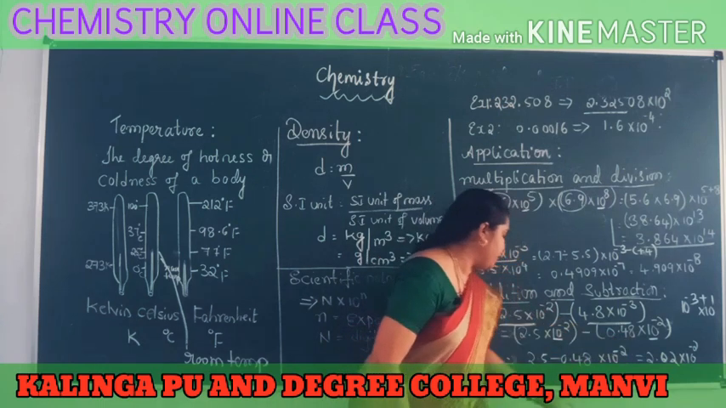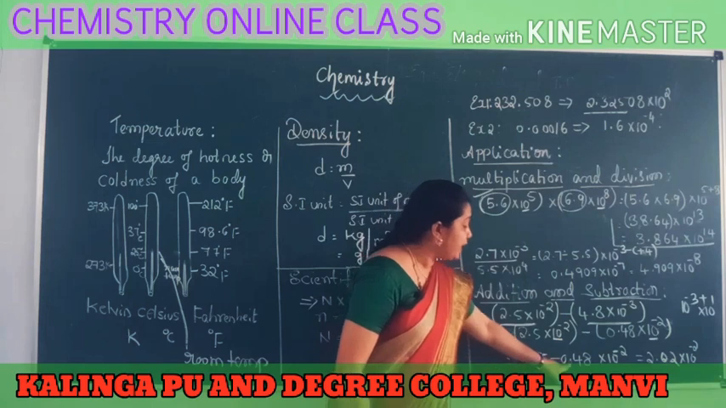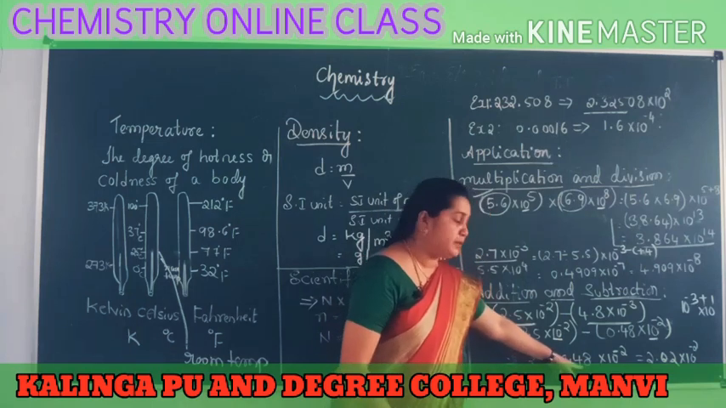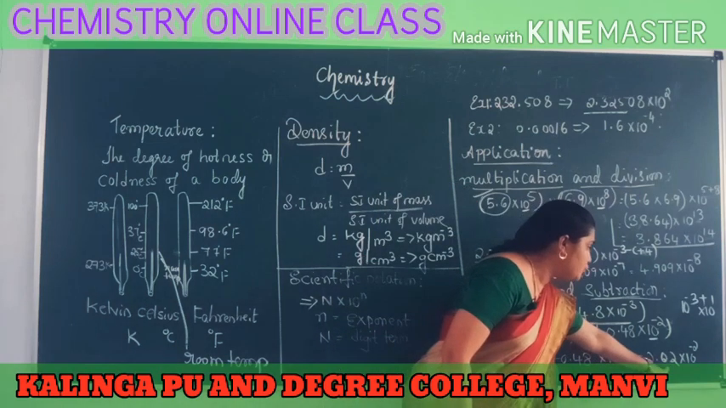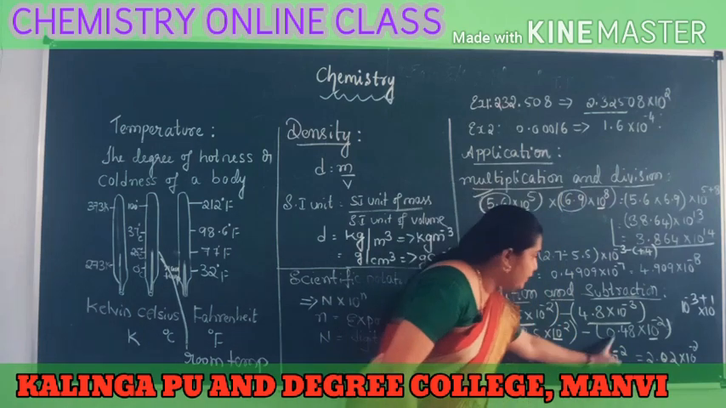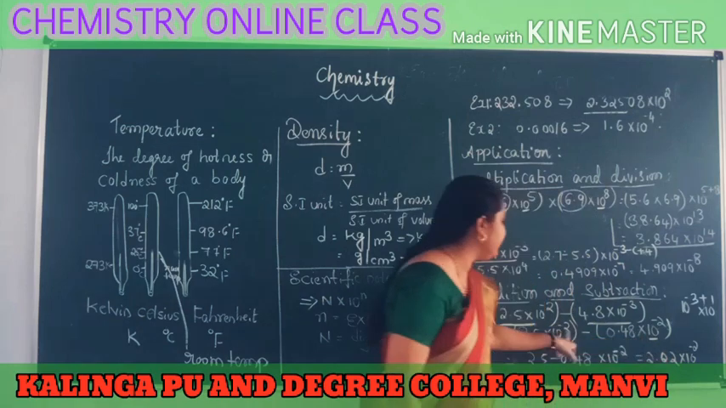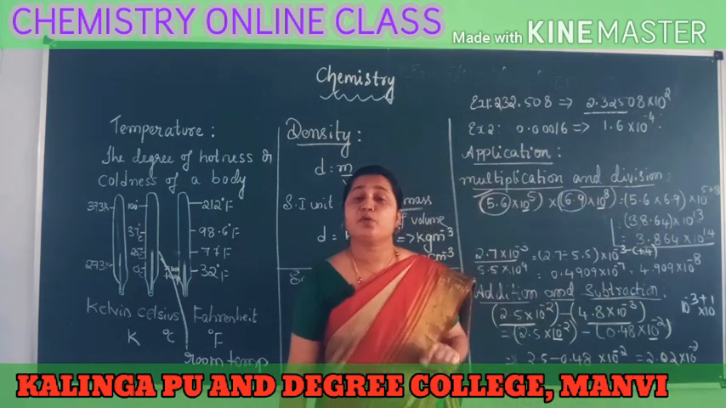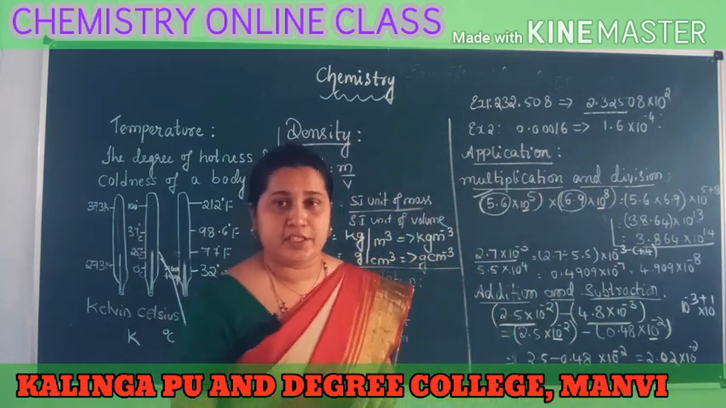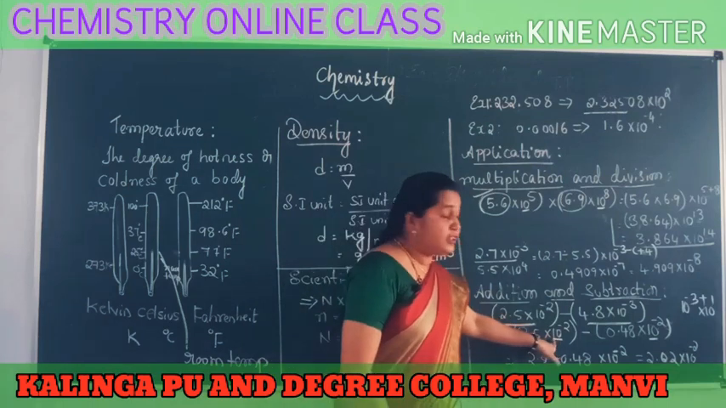Same way, for addition also you have to make the common term, as powers must be equal. Which term we are making common, for that common term the powers must also be equal. When powers are equal, then only we can apply the addition and subtraction. So that's for the application of scientific notation, an important calculation which we will use in chemistry.